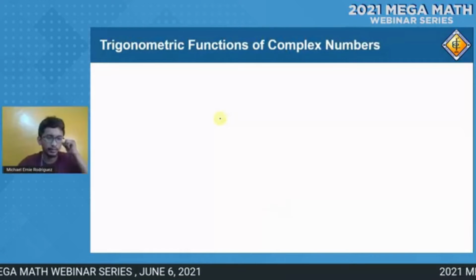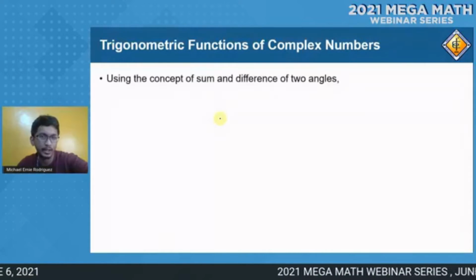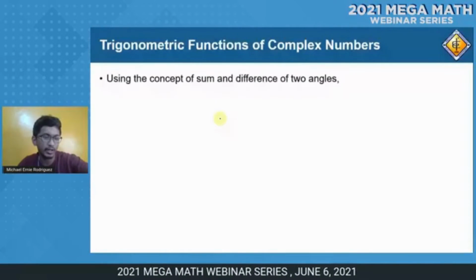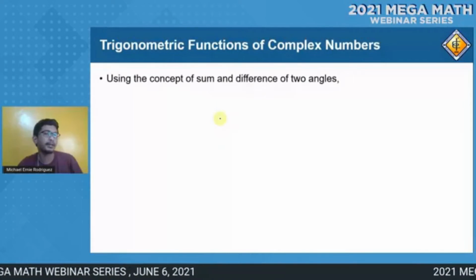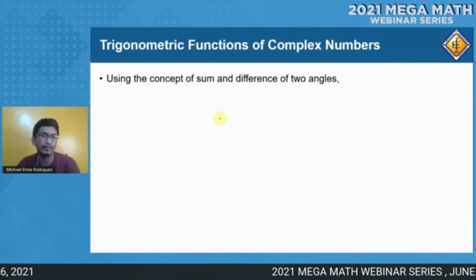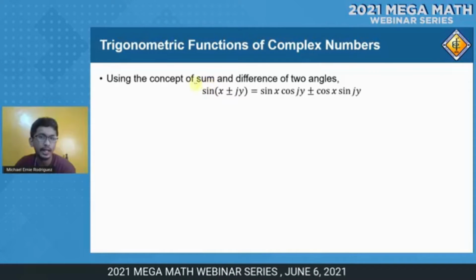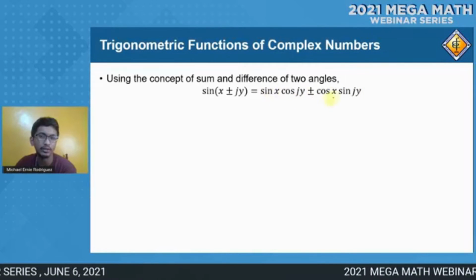Next, we proceed to the trigonometric functions of complex number. What we use here for trigonometric functions is the concept of sum and difference of two angles. And then, the given should be in rectangular form. So, in rectangular form, right? Using the concept of sum and difference of two angles, sin, cos, cosine, if you can recall, sin, cos, cosine.